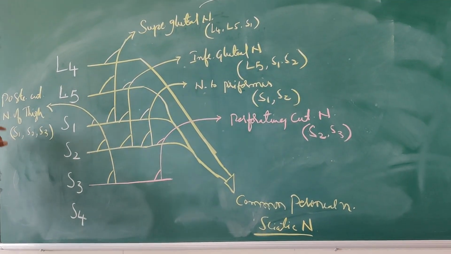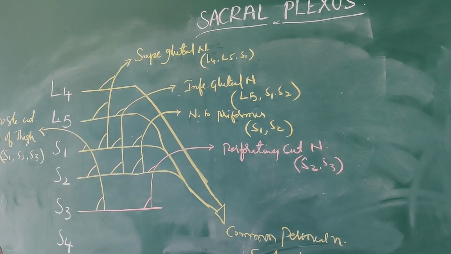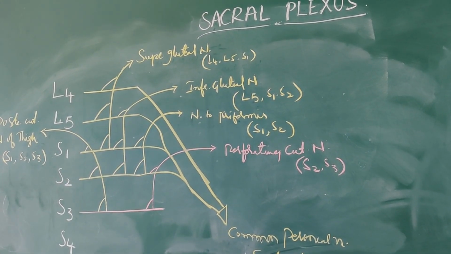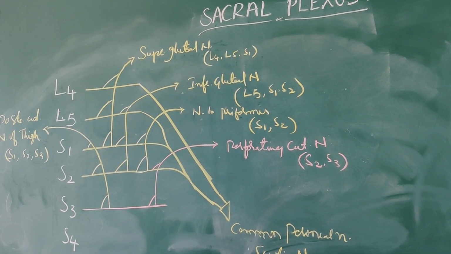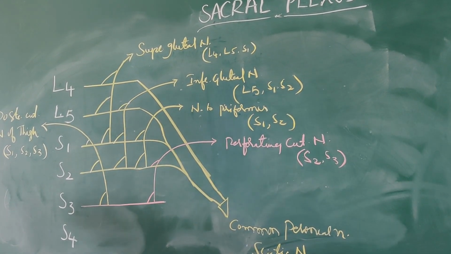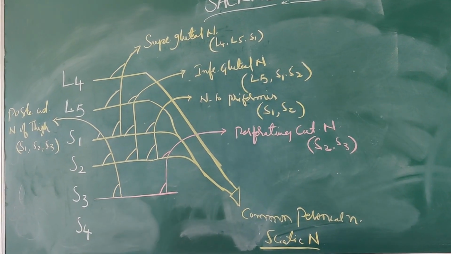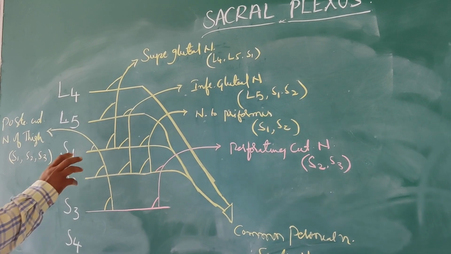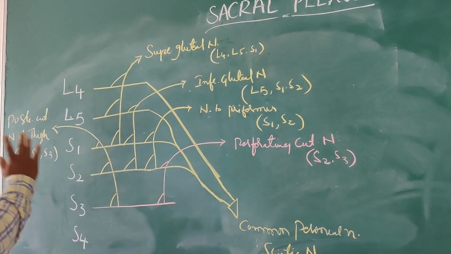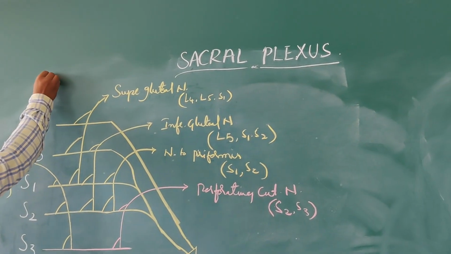So basically the posterior cutaneous nerve of thigh arises from both the posterior and anterior divisions. The root value is S1, S2 and S3. So these are the branches arising from the posterior divisions of these nerves. All these nerves have been shown in yellow.